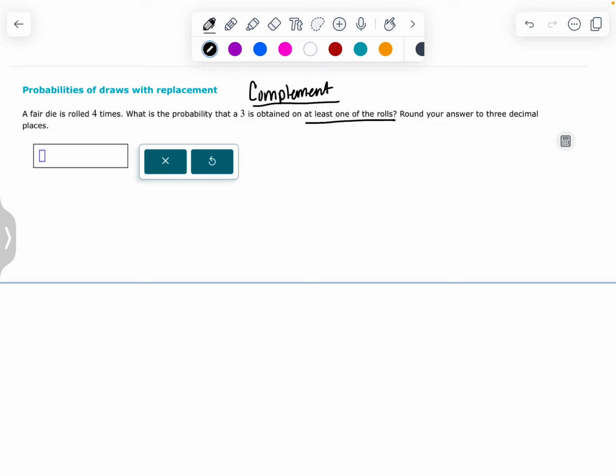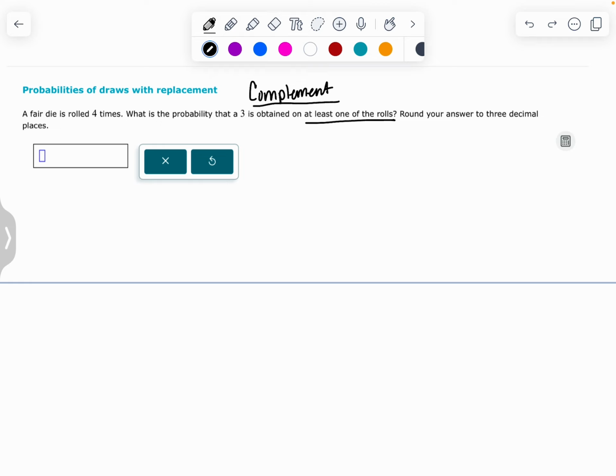It means that you're going to roll it 4 times. 1, 2, 3, 4. And only one of them has to be a 3. Could be here. Maybe it's here. Maybe it's here. Could be both here. Could be all of them. Okay, so this one is more tricky because you don't know where the 3 is going to be, when it's going to be, how many there's going to be.